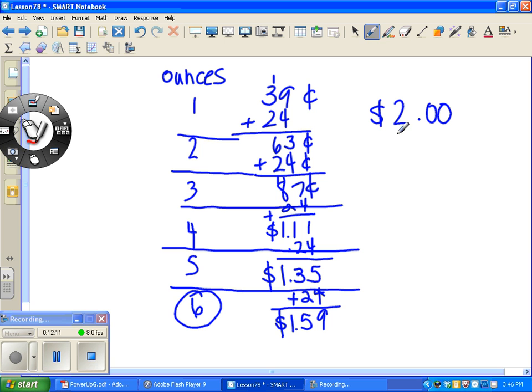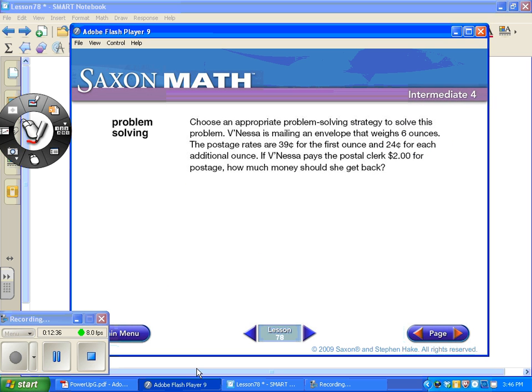So now I need to find the difference between the $2 and $1.59. Finding the difference always means subtract. My zero needs some help here, and I'm going to combine a couple of steps and borrow from the 20 and make it a 19. It's a little faster. 10 minus 9 is 1. 9 minus 5 is 4. 1 minus 1 is 0. So her change should be 41 cents.